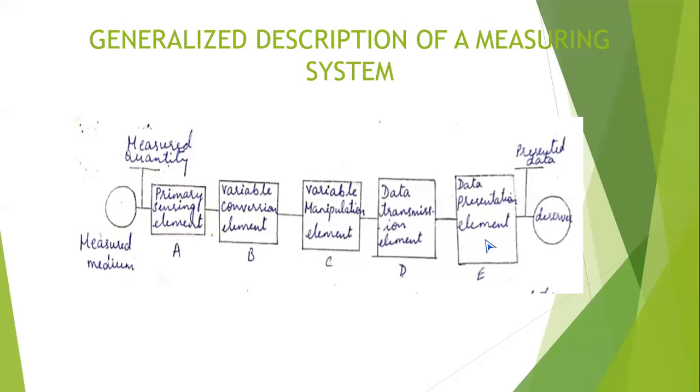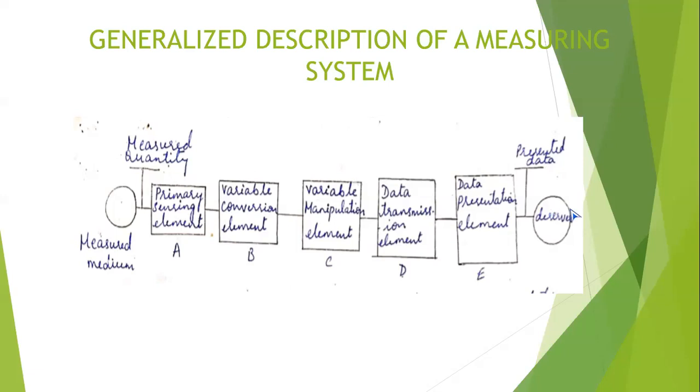The data presentation element presents the data in the required form, that is the output of the measurement, or the result of the measurement, that is in units. In this case, unit means 3 kgs. All of you observe here. That is the presented data, that is weight of the sugar in 3 kgs. The weight of the sugar is 3 kgs.